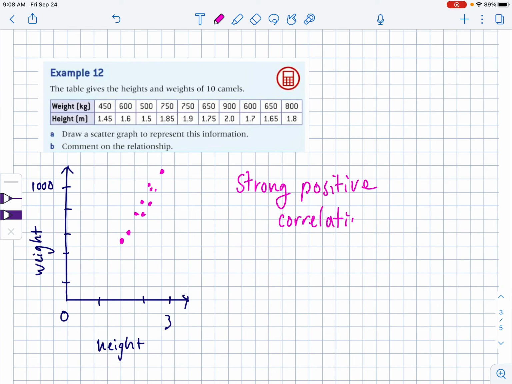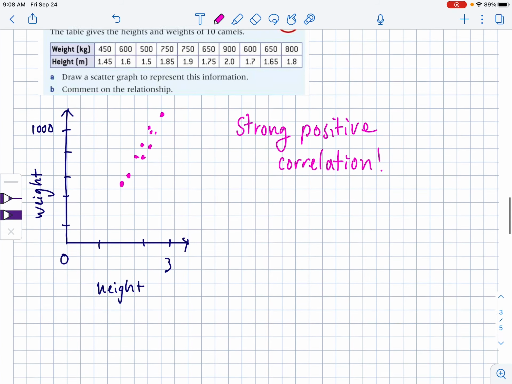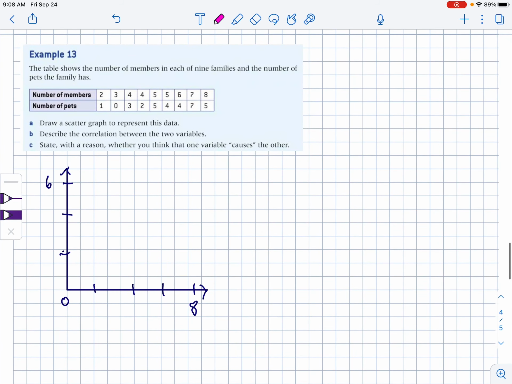Let's use the word correlation since that's what we're talking about. Book says relationship. I'm going to say strong positive correlation. So that means the taller a camel is, the more it's going to weigh, and vice versa. The more it weighs, the taller it's going to be. Makes sense.